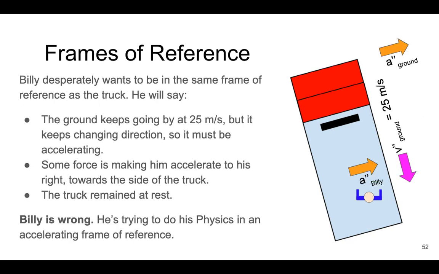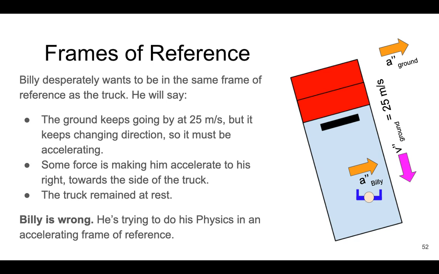So Billy's in the truck. He desperately wants to be in the same frame of reference as the truck. This is very much like you sitting in a car when the car makes a sudden left turn. He's going to say, the ground keeps going by at 25 meters per second, but it's changing directions now. So the ground must be accelerating.